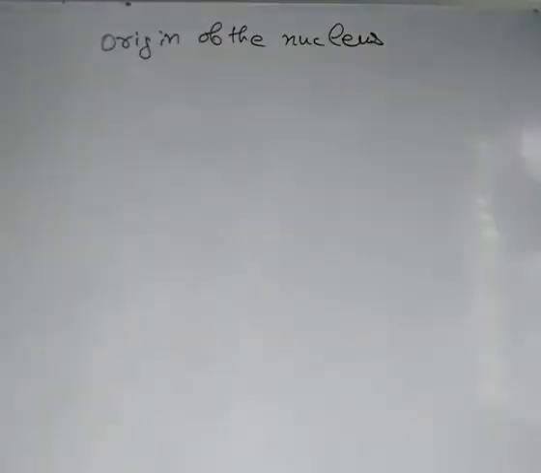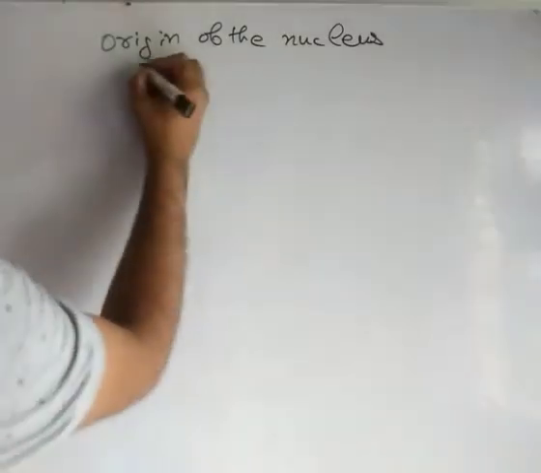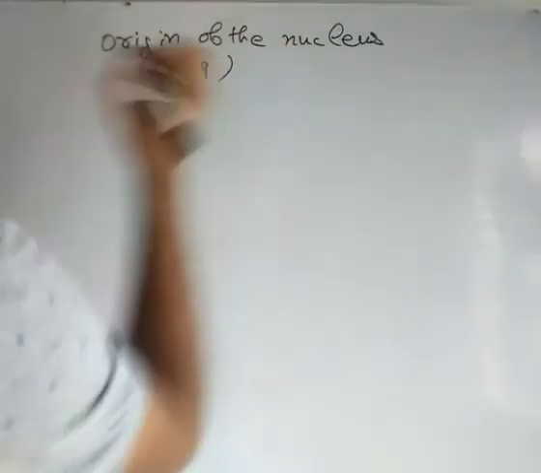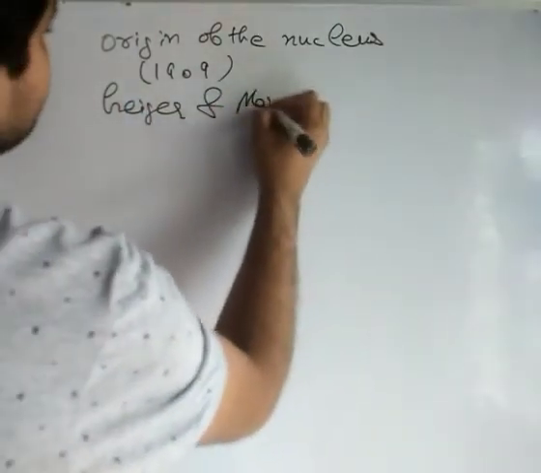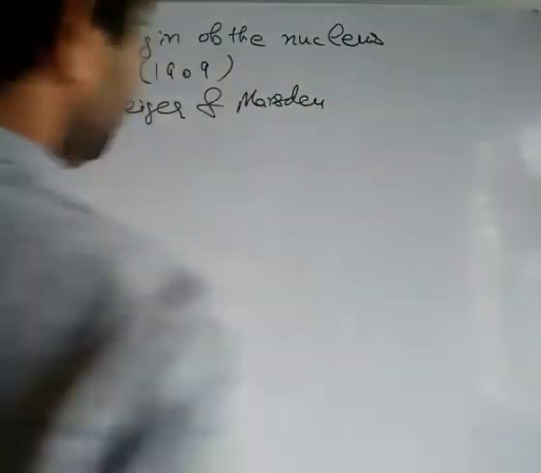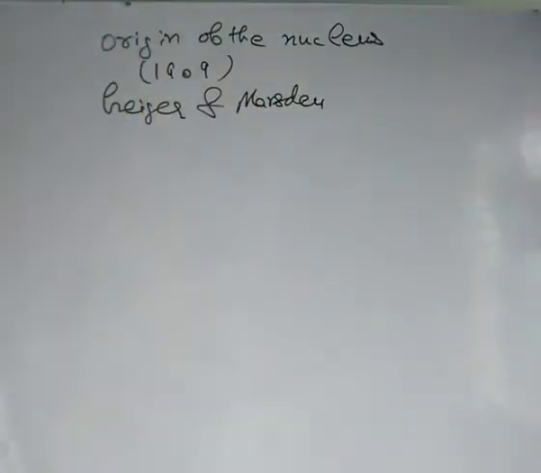So students, to understand the origin of the nucleus, we have to go back about 110 years. 110 years means it is about 1909. In the year 1909, there were two physicists, namely Geiger and Marsden. These two physicists did some experiment. So what was their experiment? In their experiment, they bombarded alpha particles from a radioactive source on different metal foils.